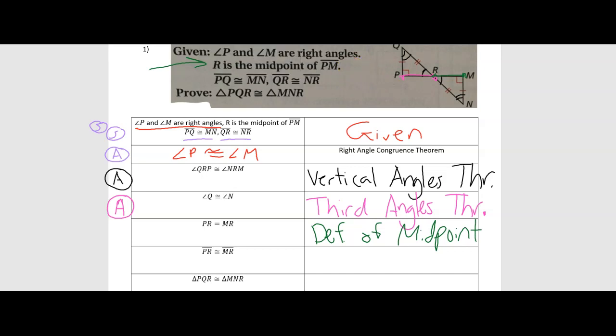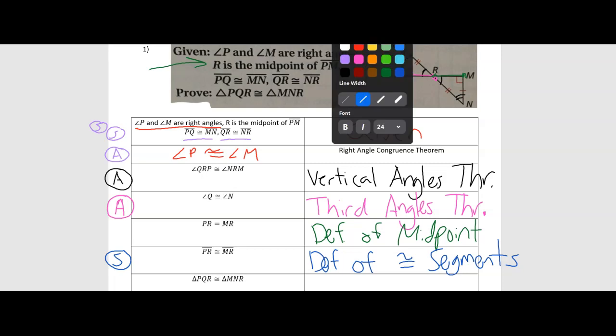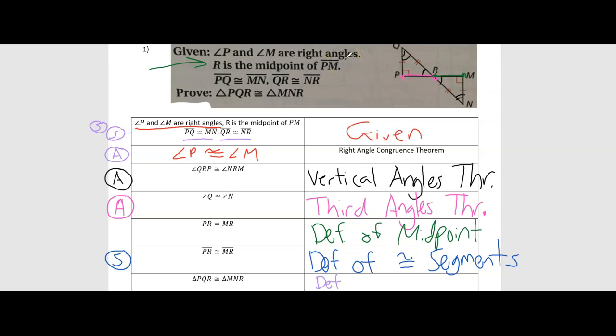Now, if I know that the two segments are equal in length, I can say that they are congruent, which is our next statement down here. Segment PR is congruent to segment MR by the definition of congruent segments, right? We're allowed to go back and forth between segments being equal and segments being congruent using the definition of congruent segments. Well, that was our third S. So I've proved 3 sets of sides congruent. I've proved 3 sets of angles congruent. I am ready to prove my triangles congruent. And it says triangle PQR is congruent to triangle MNR. This is just the definition of congruent triangles.